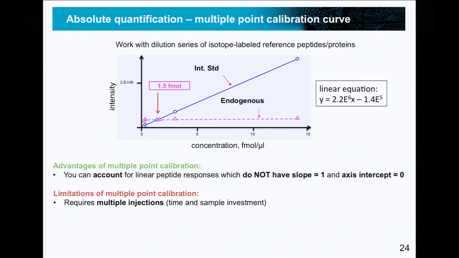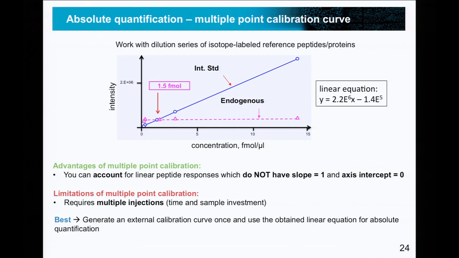So the best way, if you want to do such a calibration curve for all your samples of interest, is to take every sample and spike it and measure it several times with different spiking concentrations. What people typically do is they first generate an external calibration curve once, and based on the equation that they get from there, this is what they then use for their future measurements.